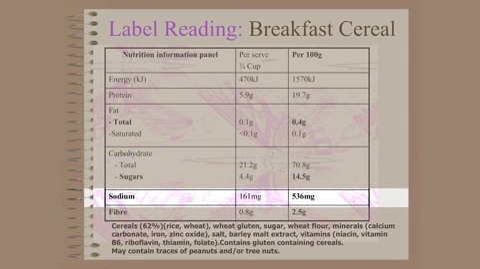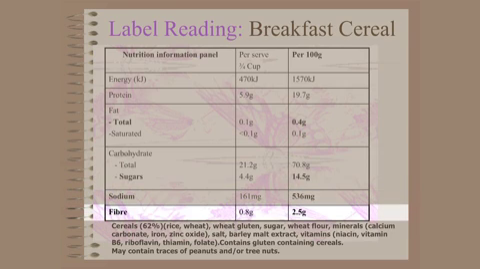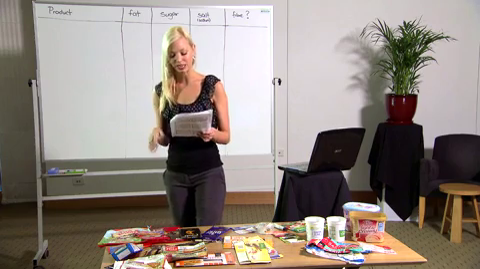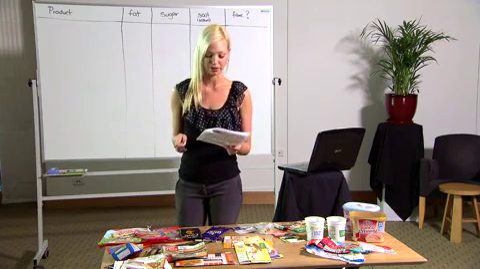What about the sodium? 536 milligrams. Well, we wanted 400, didn't we, or less? So that doesn't get a tick either. And the last one, fibre. We wanted more than 5 grams. This one here only has 2.5 grams. So that doesn't get a tick. So basically we only get 1 tick out of 4, and we wouldn't expect it to be high in fat anyway as a breakfast cereal.